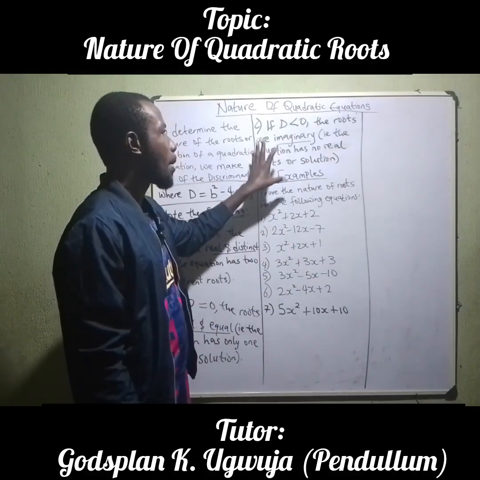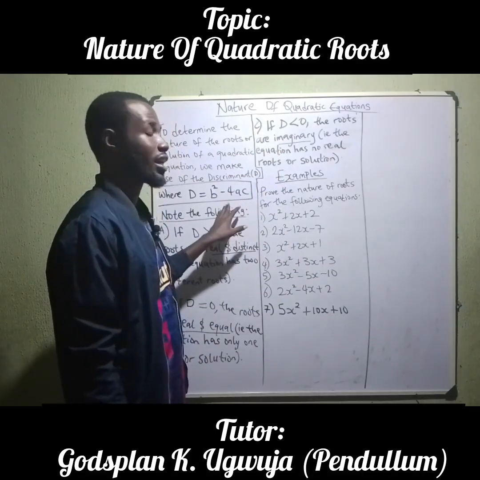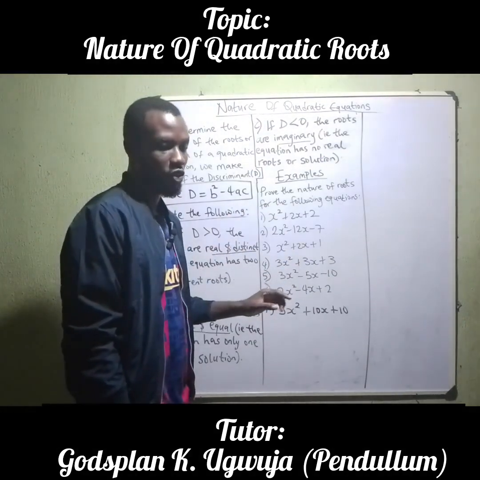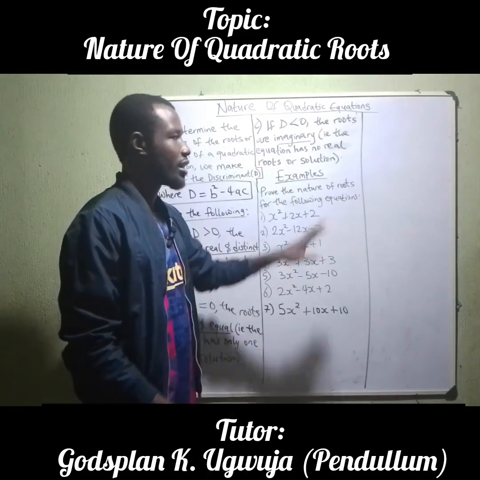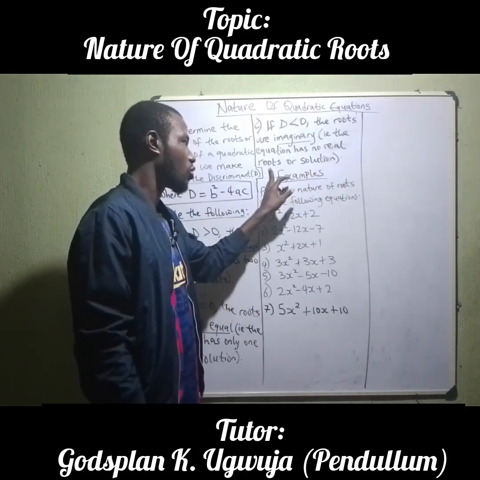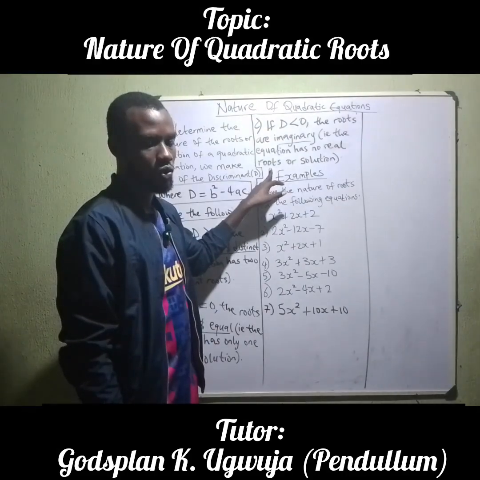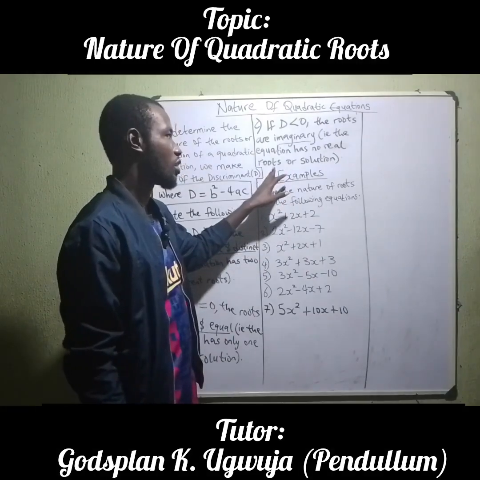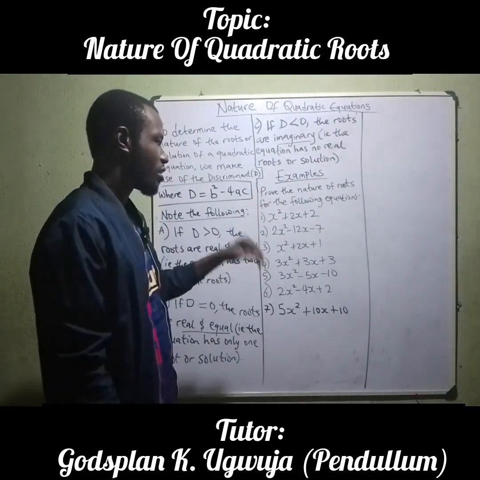All right, so if you solve this and you're getting an answer that is negative, that is less than 0, it means the roots are imaginary or the roots are complex. It has no real solution or roots. So you have complex solutions or it has no solution. That's what you say. Okay, now let's see these examples.